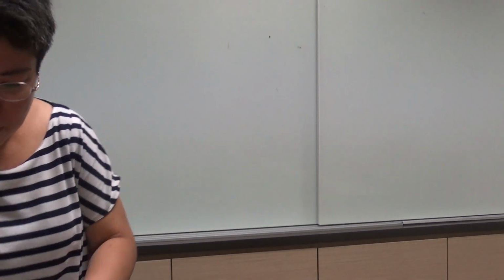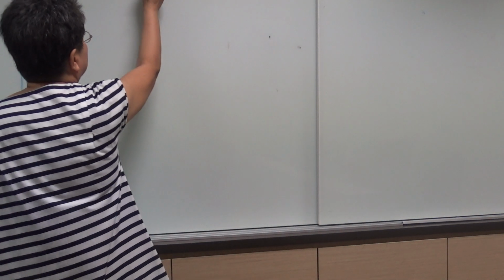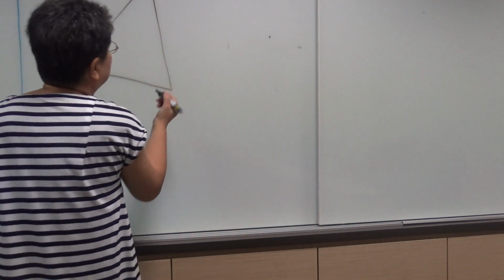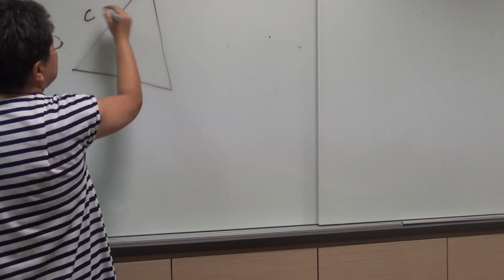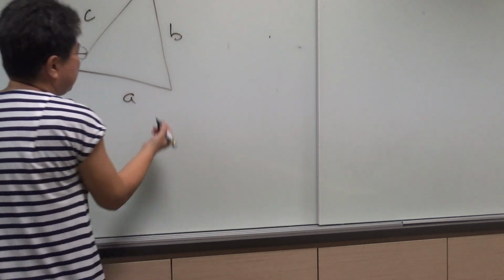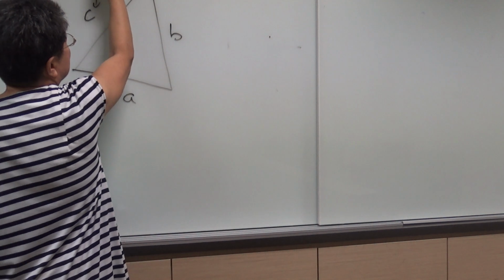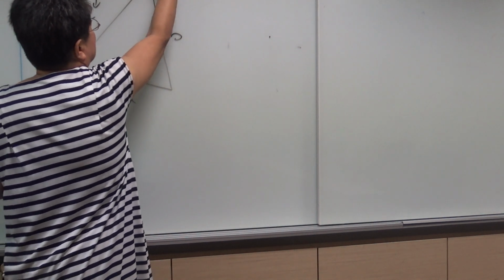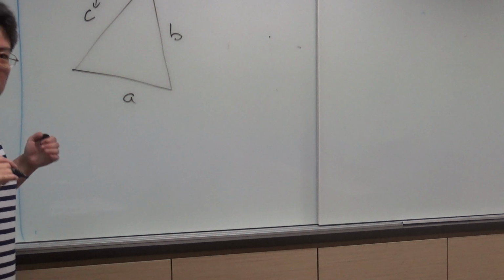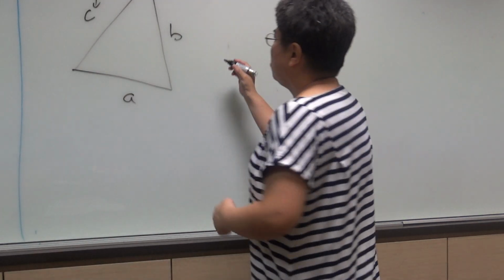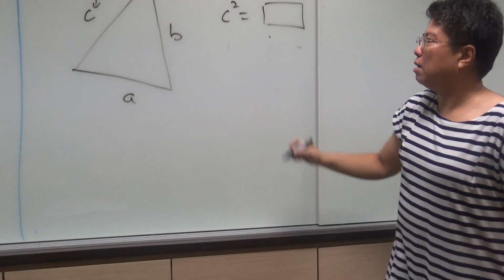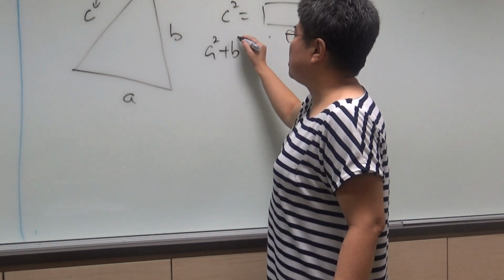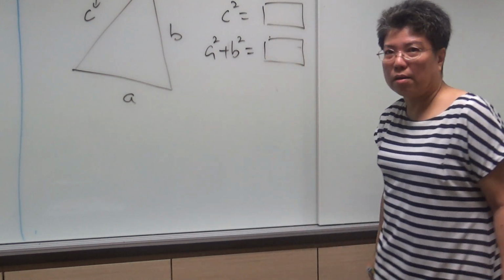Now I'm going to tell you first what it's going to be like. For example, they give you a triangle. Okay? For example, this is, let's say, C, B, and A. And you realize that C is the longest side. Okay? The longest length. So, what you need to do is you go and find C square equals to what answer? Then you find A square plus B square equals to what answer?